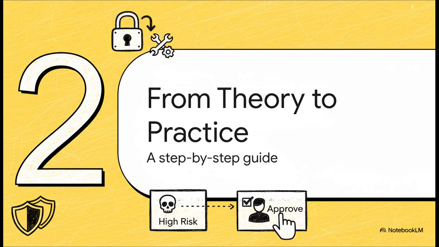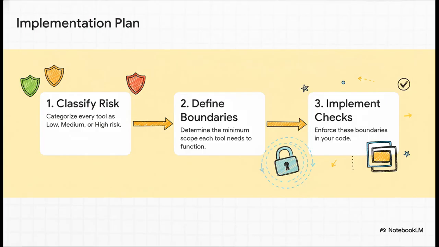Okay, so that's the theory. We get it. But how do we go from these concepts to actual code? Let's get into the nitty-gritty of how you can implement this step by step. It really boils down to these 3 crucial moves. First, you have to know what you're dealing with, so you classify every single tool based on its potential risk. Is it basically harmless, or could it burn the whole house down?